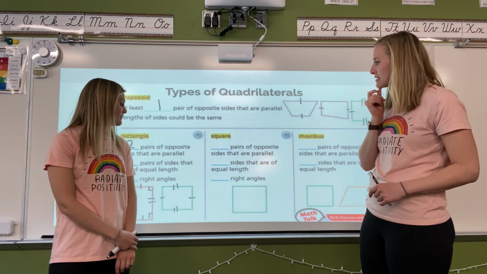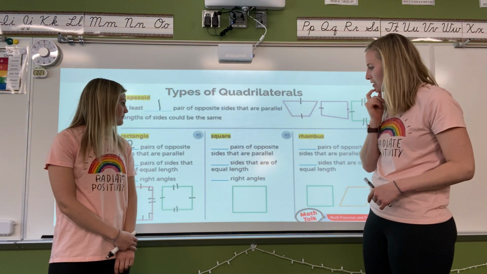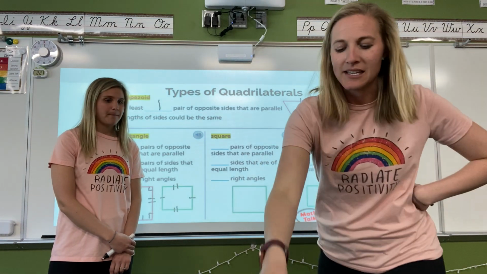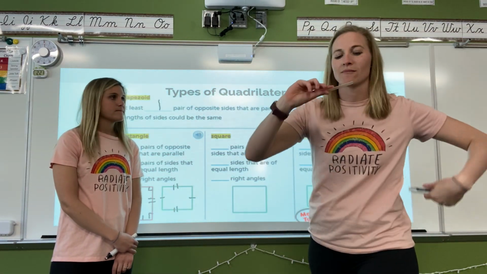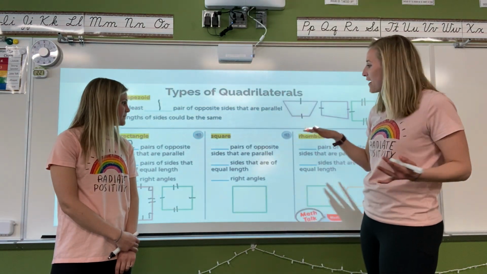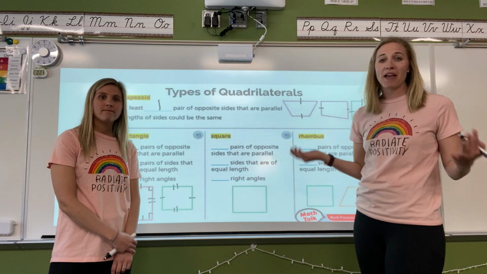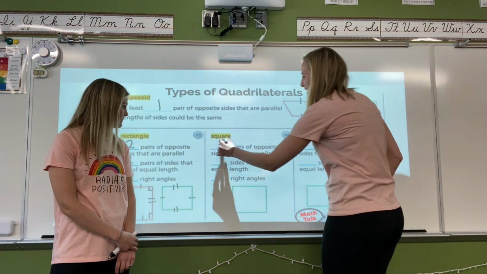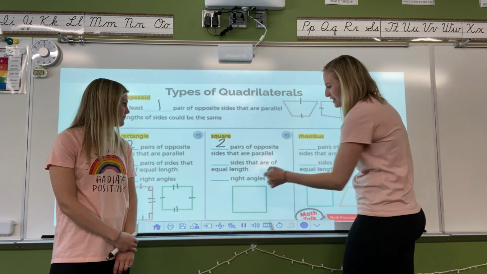So we're moving on to a square, and I know you all know what a square is. Pairs of opposite sides that are parallel. I think I'm going to call on a student for this one. Let's see here. Owen, can you help me out with this? How many pairs of opposite sides that are parallel? Yeah, you're right. 2. Just like our rectangle.